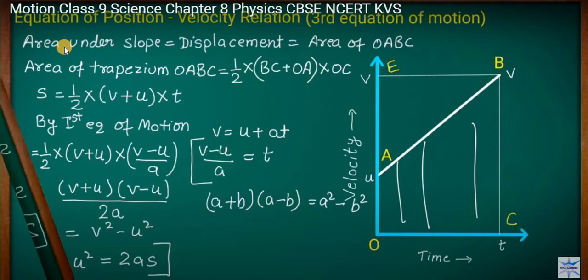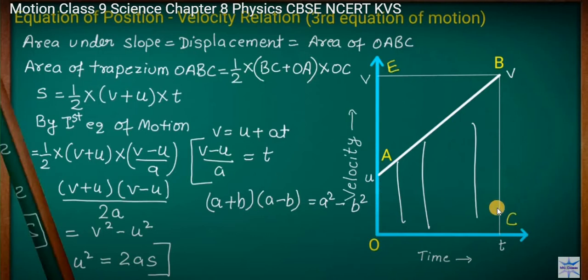Here is the third equation, of position versus velocity, and it is the third equation of motion. Here also we have to find the area of this trapezium, that is OABC.